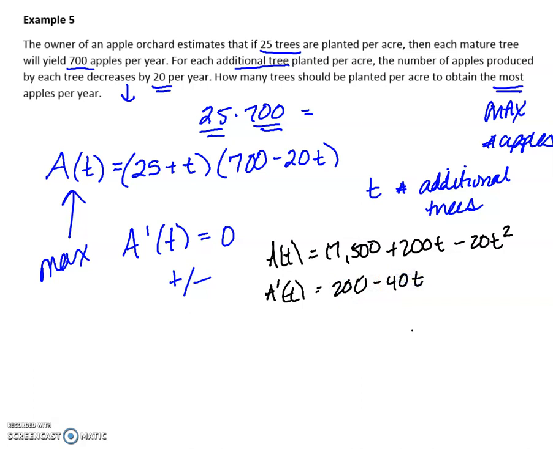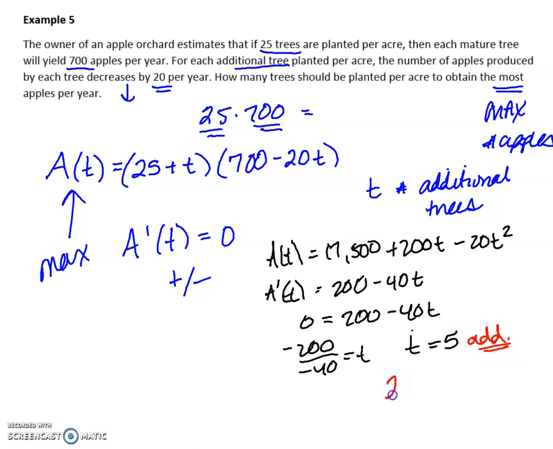So you can see this is going to be real easy to do by hand, because some of these you won't be able to use a calculator with. So then for this, I can set it equal to 0 and solve. I will have to be careful about the increasing and decreasing, but we can talk about that later. So in this particular one, I end up with 5. Now, the question says how many trees should be planted to obtain the most apples per year. Well, your answer isn't that a total of 5 trees should be planted. You're going to plant 5 additional trees. So make sure your final answer is that you should be planting 25 plus 5, or 30 trees.